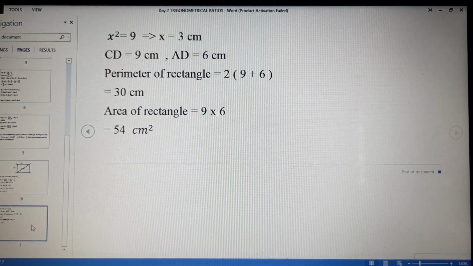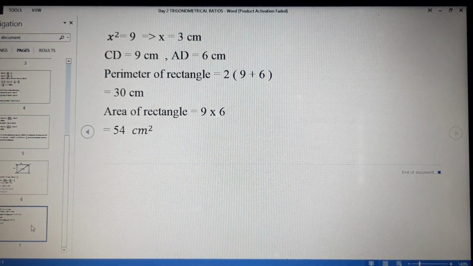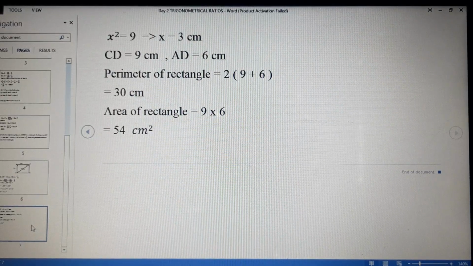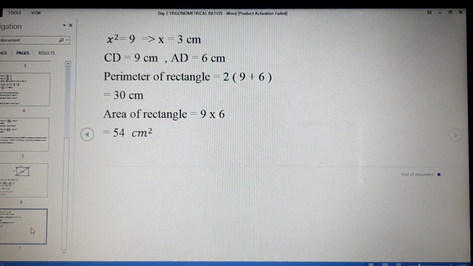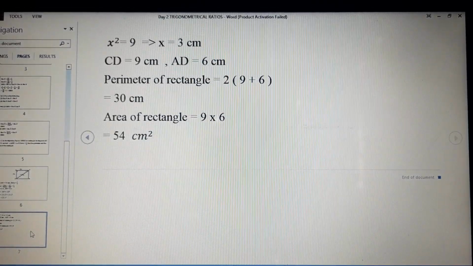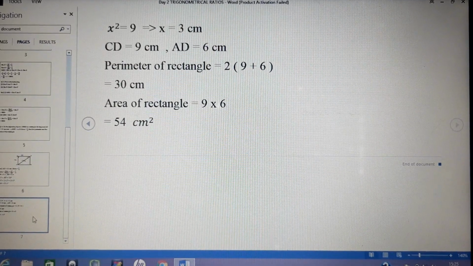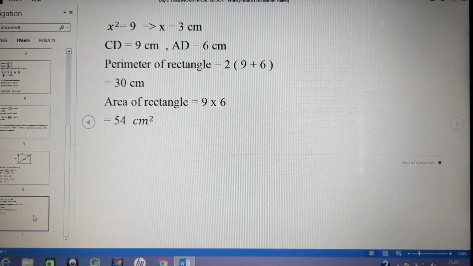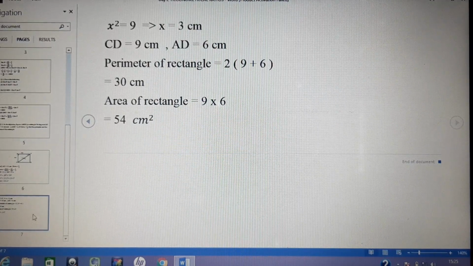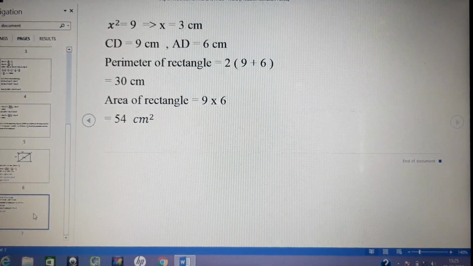And CD and AD are the adjacent sides of the rectangle. So perimeter of rectangle will be equal to 2 into (L plus B). Length is 9 and breadth is 6. So it will be 30 centimeter. And area of rectangle becomes length into breadth, 9 into 6, that means 54 centimeter square. Clear?